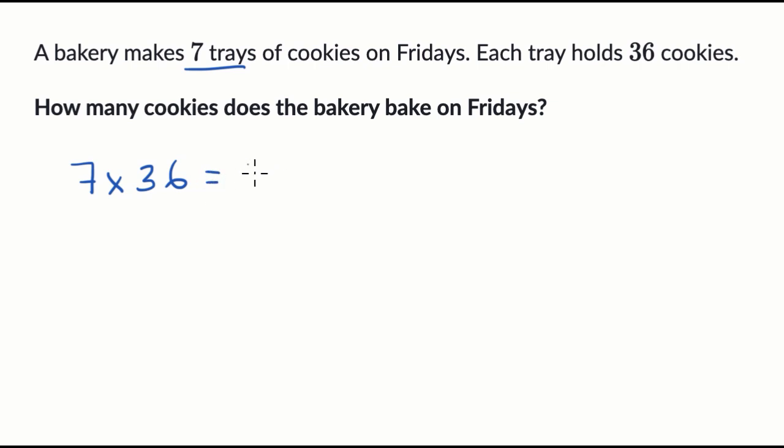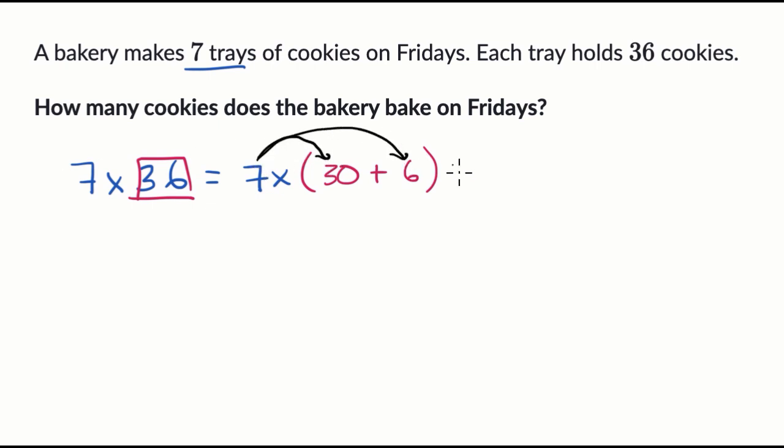One way is to think about it, well, that's the same thing as 7 times, and instead of 36, 36 is the same thing as 30 plus 6. And so here we can use the distributive property. We could multiply 7 times 30 and 7 times 6. So we are going to have 7 times 30, and then we're going to add that to 7 times 6.